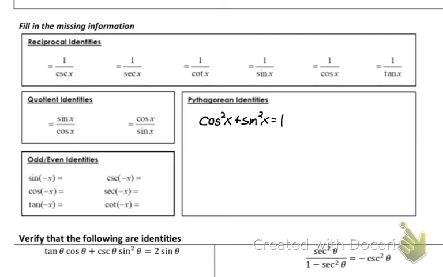Because cosine squared divided by cosine squared is just going to be 1. And then I'm thinking sine squared divided by cosine squared. Sine's on top, so that must be tangent squared. And finally, I have 1 over cosine squared. 1 over cosine is secant, so that must be secant squared x. Then to get my third one, I just think about dividing by sine squared. Cosine squared divided by sine squared, that's cotangent squared. Plus sine squared divided by sine squared is just 1.